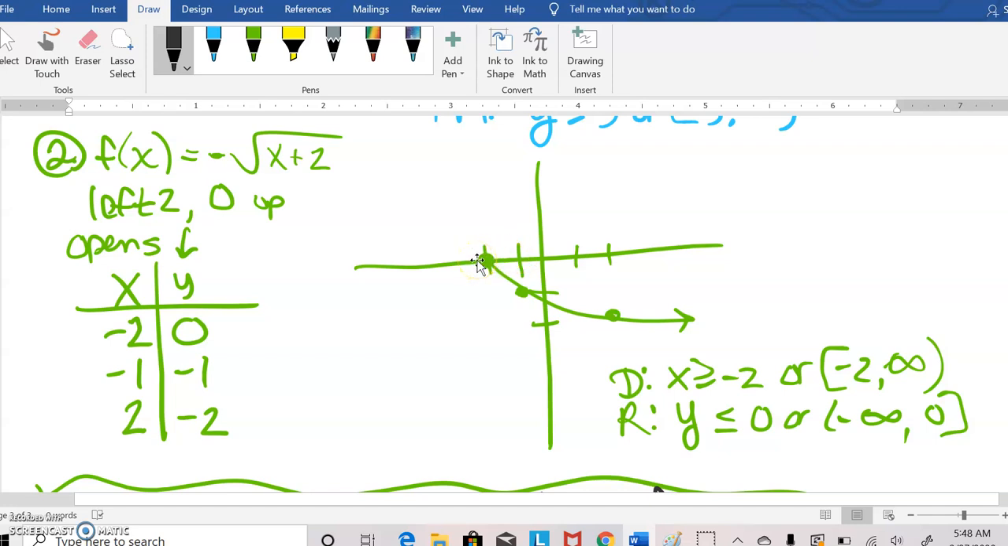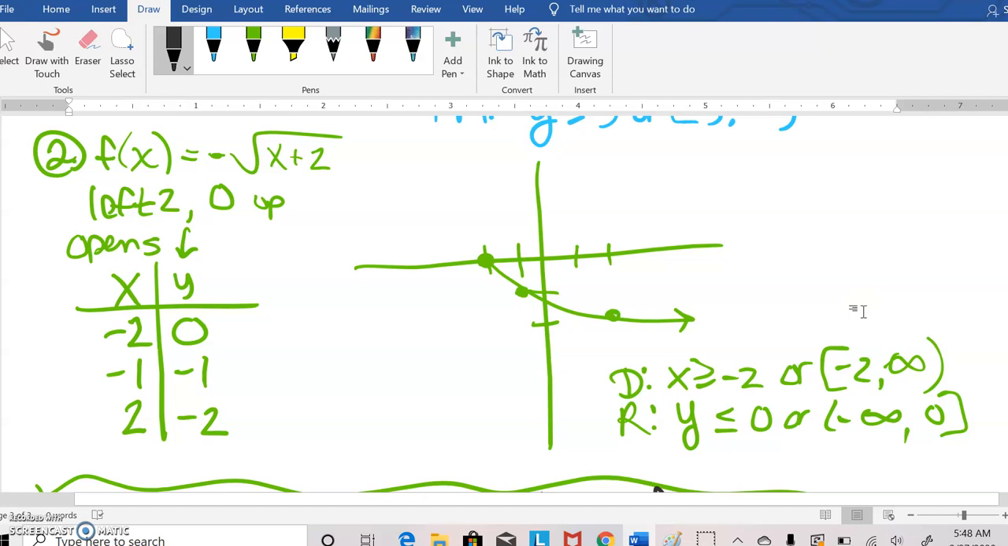So here are my values. Negative 2, 0, that's the shift. Negative 1, and 2, negative 2. And as you can see, it opens down. The negative in the front flips it down. And again, it's up to you, either set or interval notation.